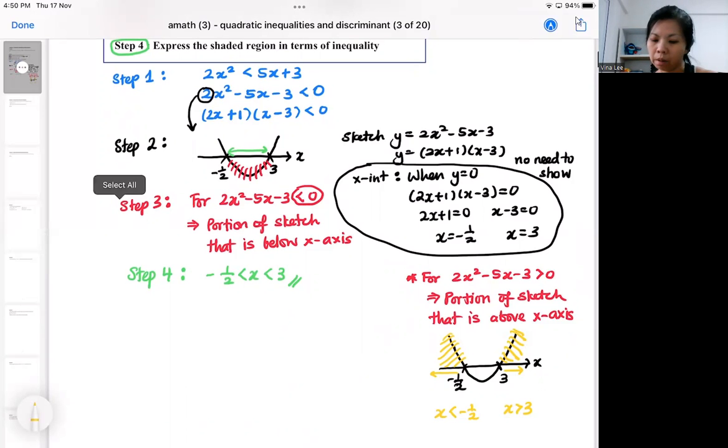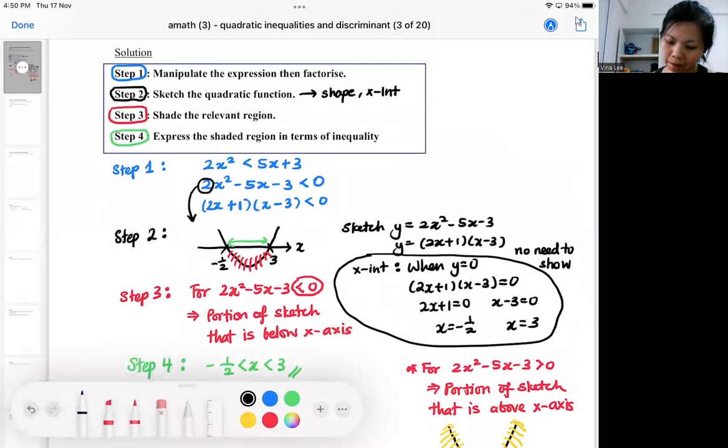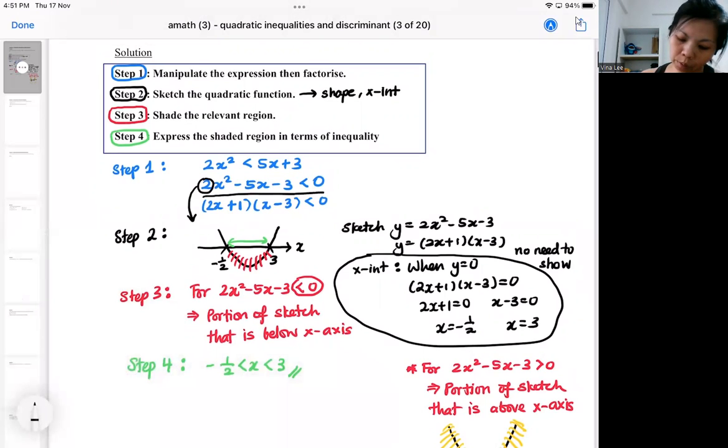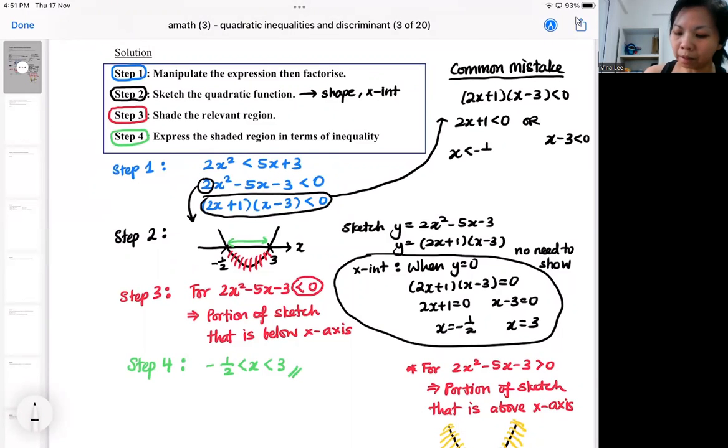The thing that a lot of you will be doing will be this part. So I'm going to highlight this and show you the common mistake. The common mistake for a lot of people will be this. A lot of you can factorize, and then subsequently, you will do first bracket less than 0 or second bracket less than 0. So you end up getting something like this. This is totally wrong concept.